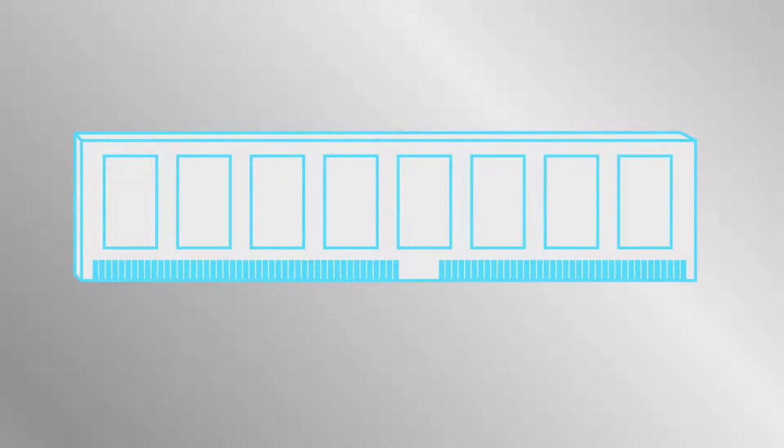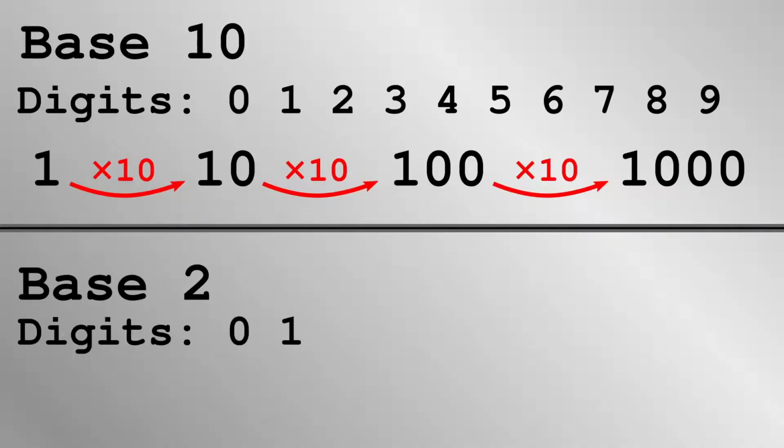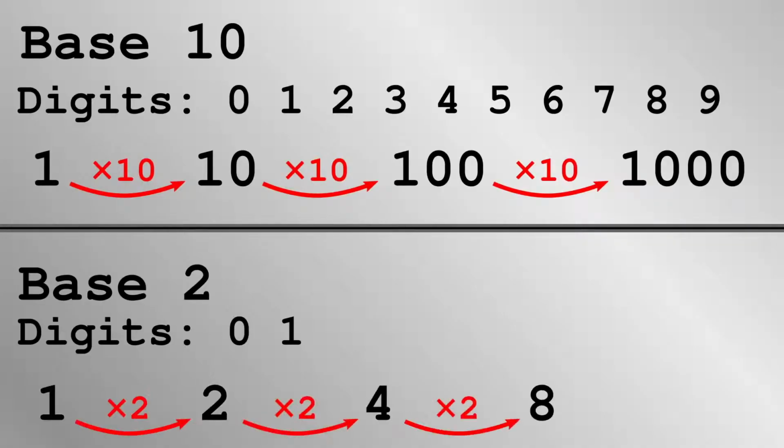Now we shall see how computers handle numbers and use logic gate networks to do arithmetic. We are all used to base 10 numbers, meaning that there are 10 digits from 0 to 9. The digits represent multiples of powers of 10, which are 1, 10, 100, 1000, and so on. Modern computers use base 2 numbers, with just 2 digits, 0 and 1. Binary digits are multiples of powers of 2, which are 1, 2, 4, 8, and so on.